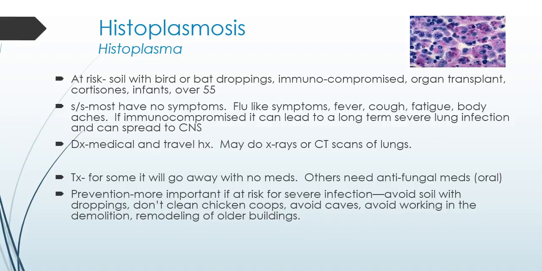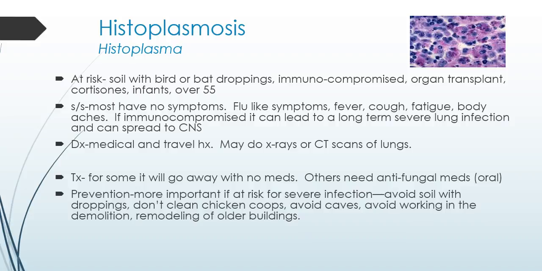The next type of fungal infection we're going to review is histoplasmosis. Histoplasmosis lives in soil, and some of the more common areas where you find histoplasmosis are Central and South America, Africa, Asia, and Australia. And it's found most often in soil where there's a lot of bird or bat droppings.